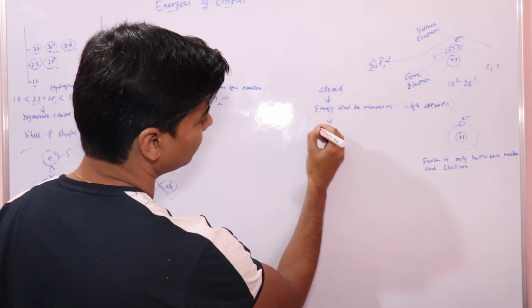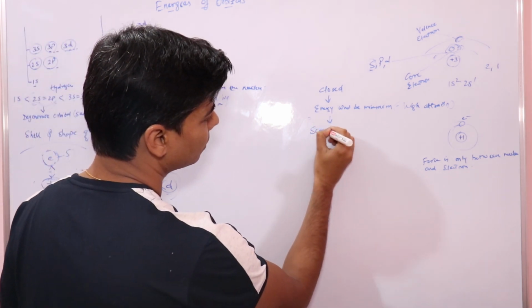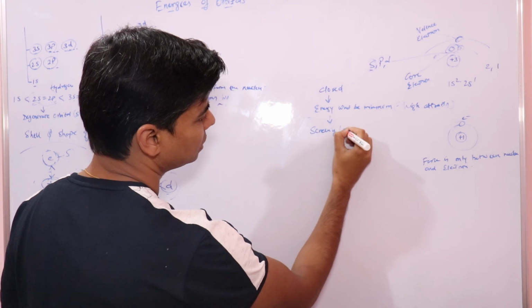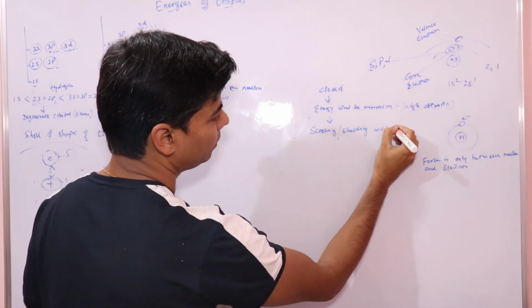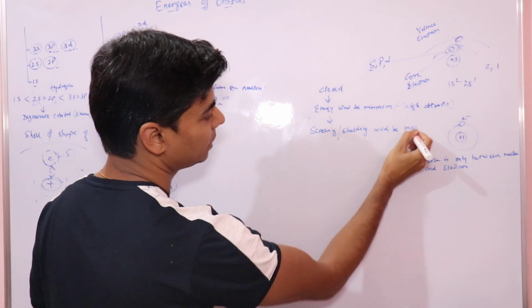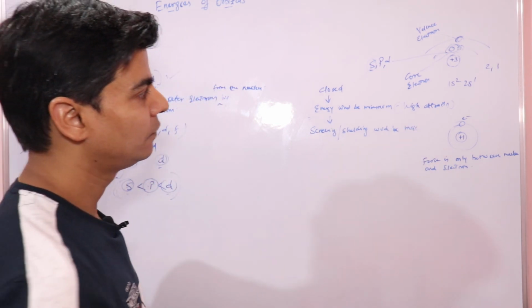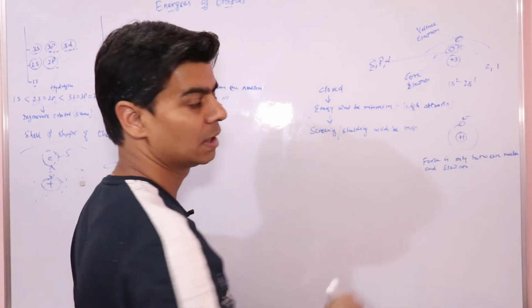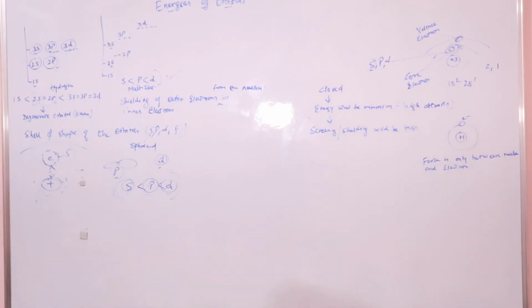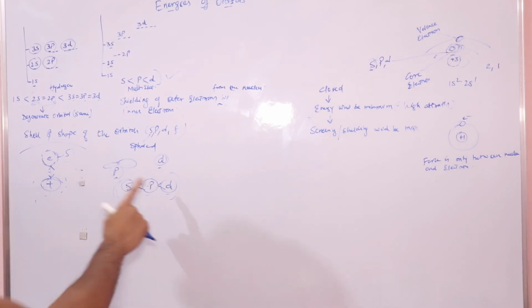But their screening or shielding effect would be maximum, because they are close to the nucleus. So they will screen the outer electrons, or shield the nucleus, maximum compared to p and d. So that is why there is splitting of energy.